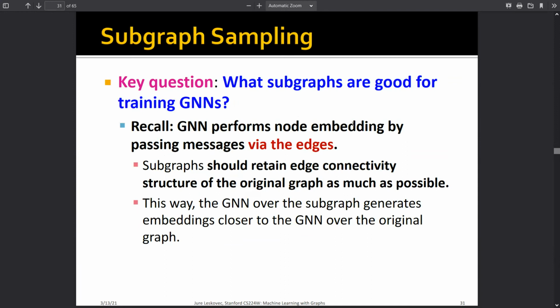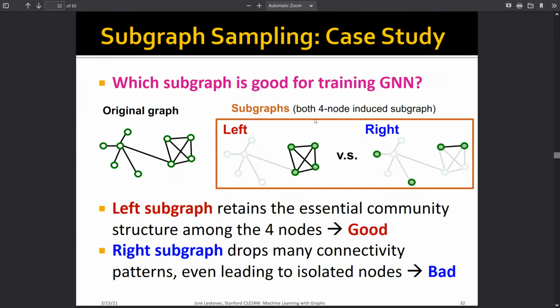So this talks about the subgraphs. GNN performs node embedding by passing messages via the edges. Subgraphs should retain the edge connectivity structure of the original graph as much as possible. Okay, that makes sense. The GNN over a subgraph generates embeddings closer to the GNN's over the original graph. Okay, so this versus this.